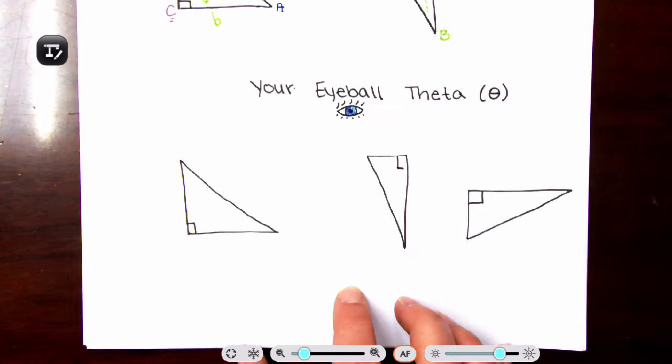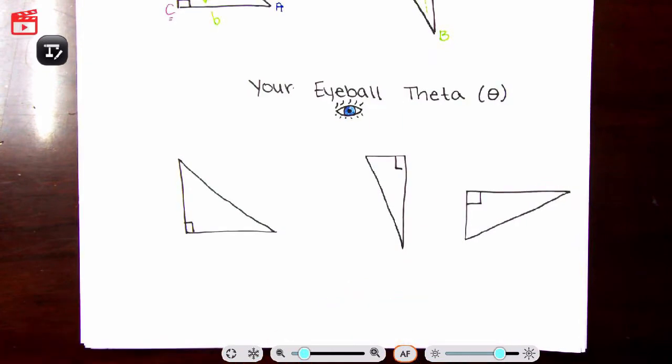So let's talk about our eyeball. The eyeball, theta, is typically used to indicate an angle. Now, it's not always going to be theta. It can be, the majority of the time, some sort of Greek letter like gamma. Sometimes you'll also see x as an angle.